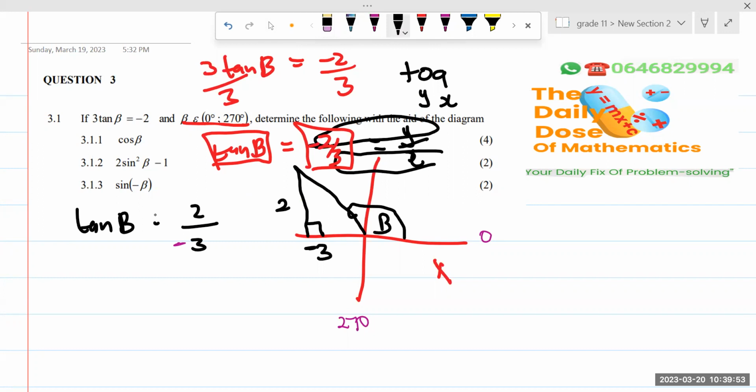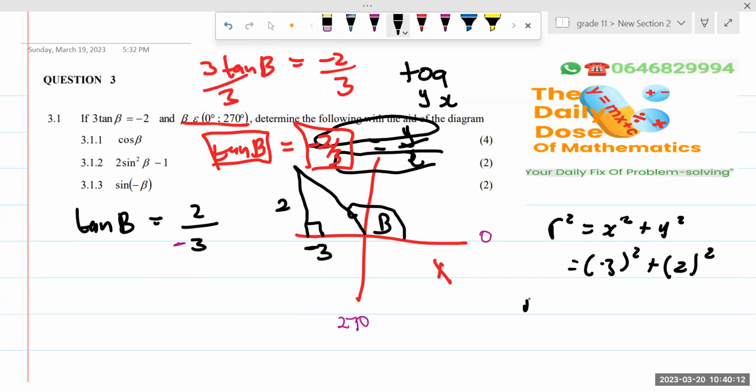Now, what's the next thing that we do? The next thing that we're going to do from here is to look for the missing side. What seems to be missing here? The hypotenuse side. How do we get the hypotenuse side? We'll say that we have r squared, which is x squared plus y squared. And then we're going to have -3 all squared plus 2 all squared. And then if you type this in your calculator, it gives you 13.